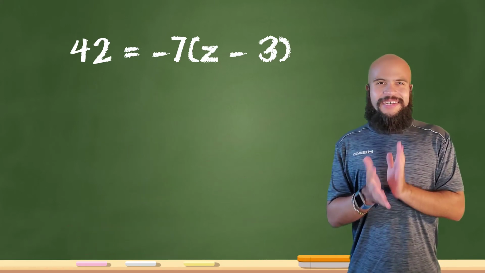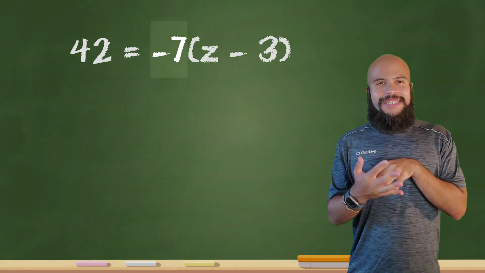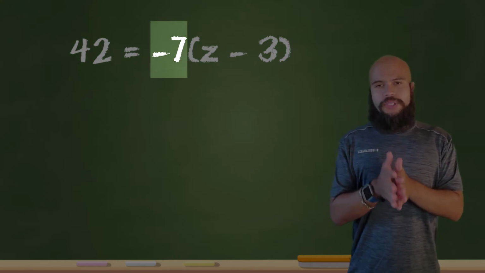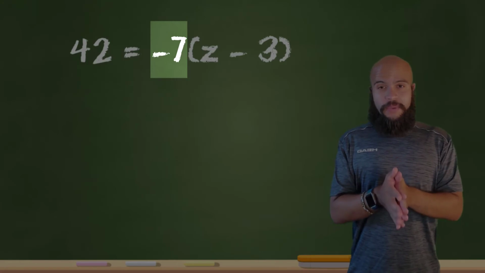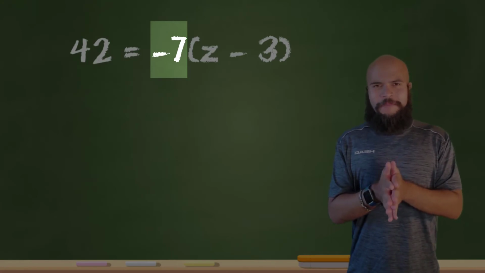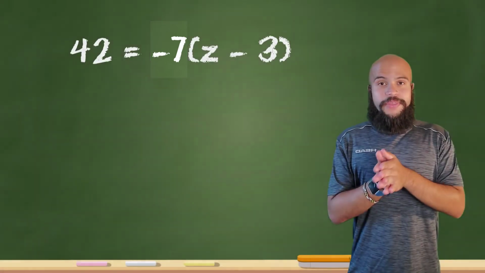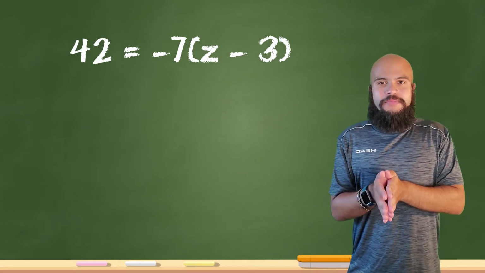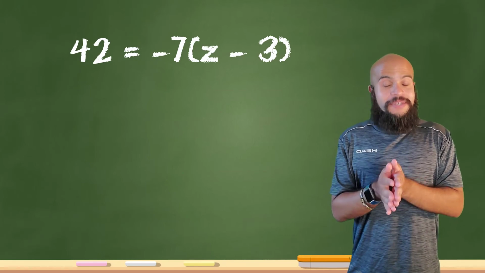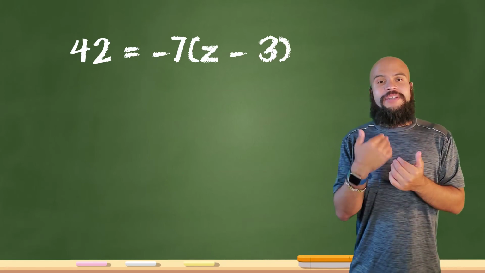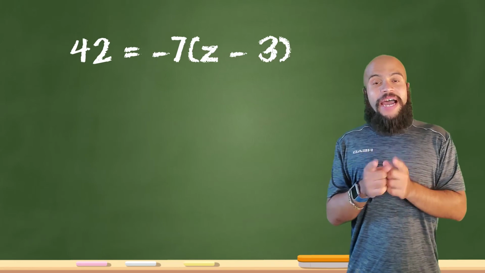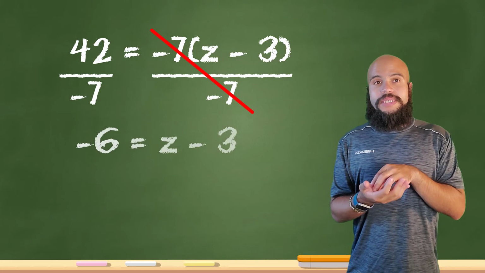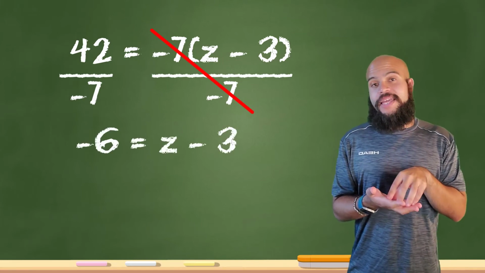But let's look at it another way. This negative 7 is being multiplied to every other term on the right side of the equation, right? We just kind of covered that when we distributed. So instead of multiplying it through distribution, I can actually undo that multiplication by dividing, because the opposite or the inverse of that multiplication is division. By dividing both sides of the equation by negative 7, we end up with negative 6 equals z minus 3, or z and a negative 3.